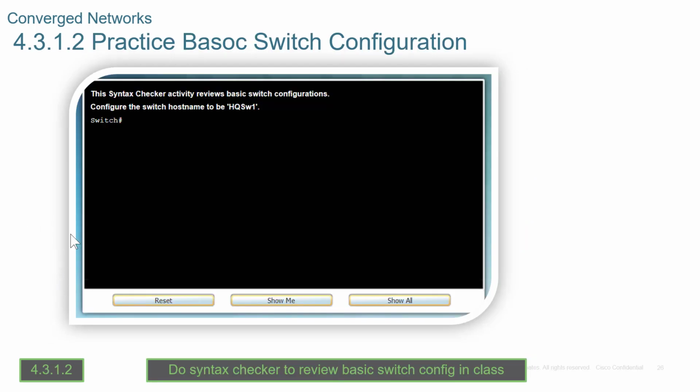So on 4312, there is a syntax checker for you to practice and review basic switch configuration. Remember, this makes you type the whole command out and you cannot abbreviate it, but you really need to review and practice switch configuration. And I think I had you do that in an earlier chapter just to get some of the rust out at the beginning of Cisco too. And we did that with our hands-on lab last week.